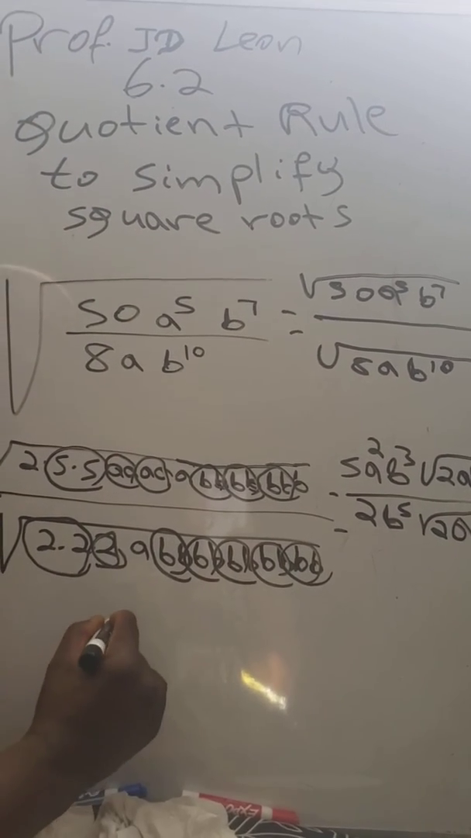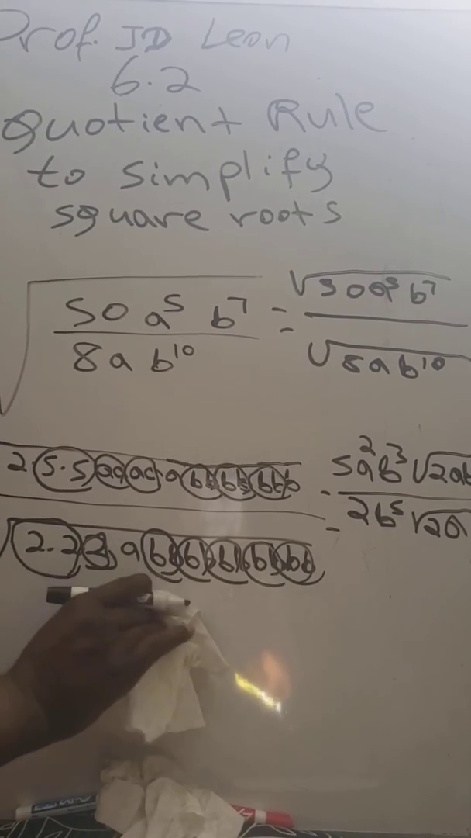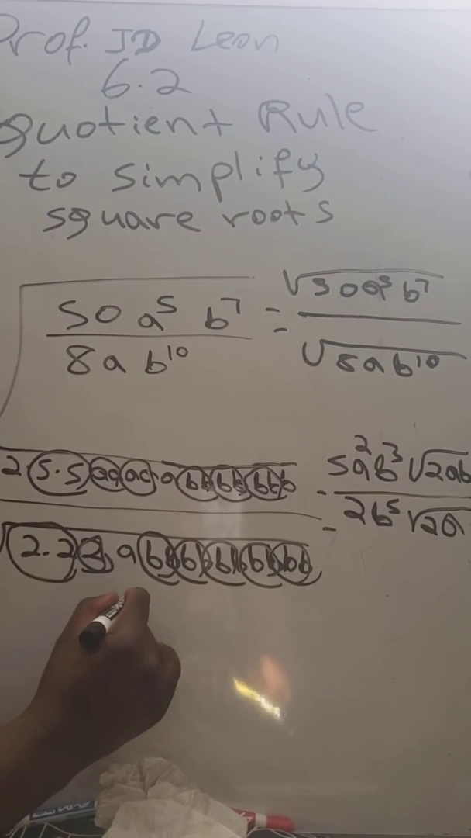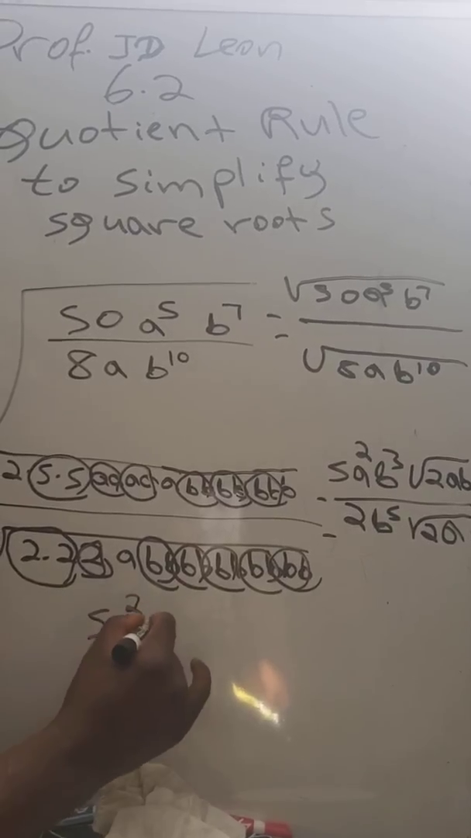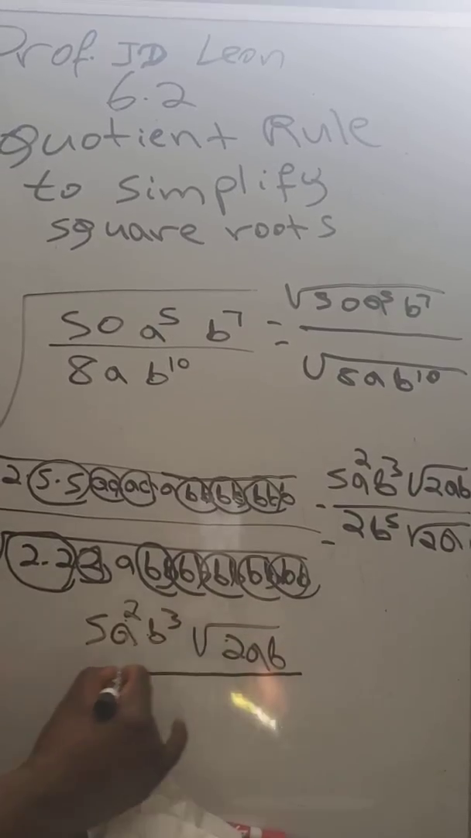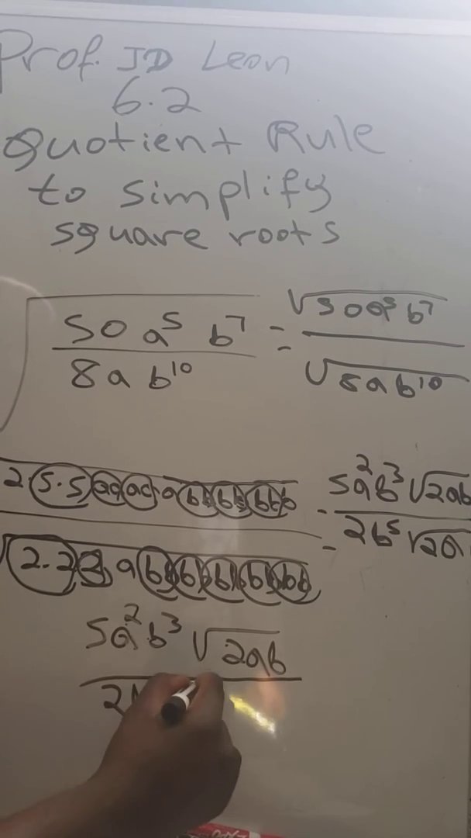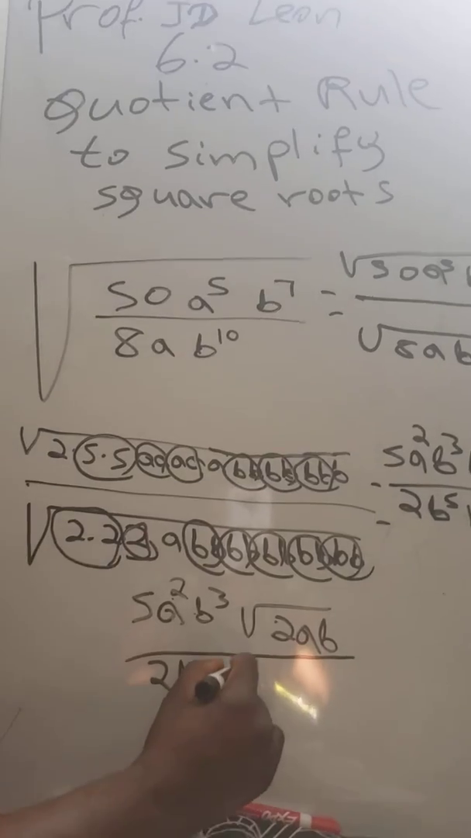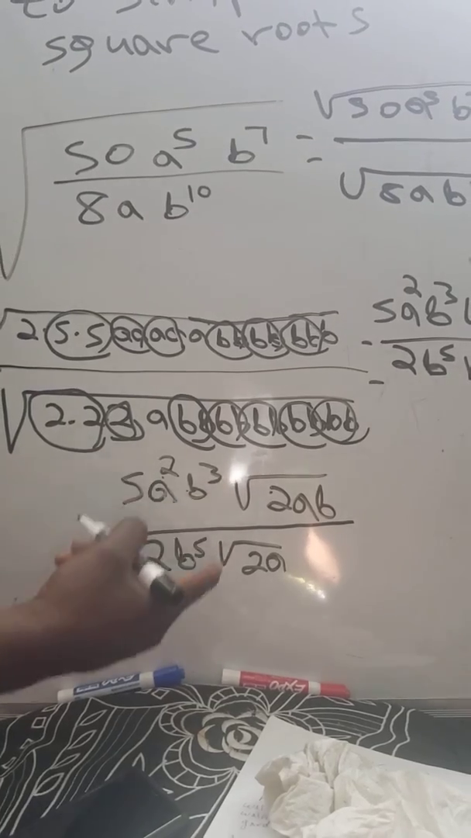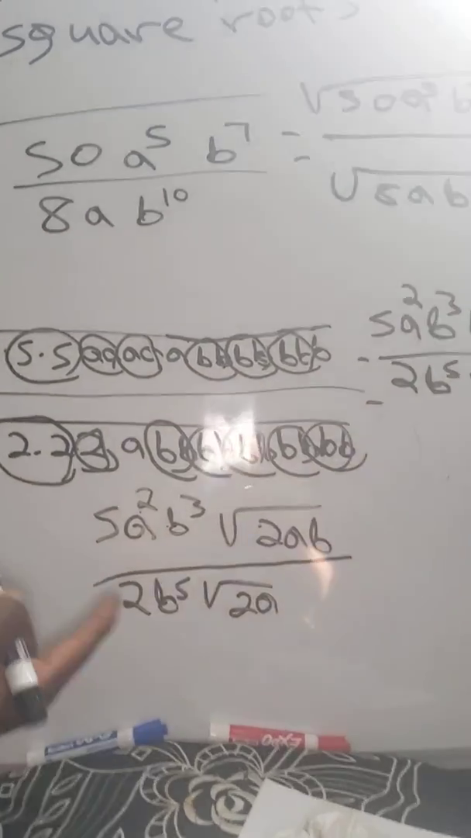Let me rewrite it bigger for you. It would be 5 a squared on the top. Is this your final answer? I wouldn't say so yet. We have a squared b cubed square root of 2ab on the top, and the bottom is 2 b to the 5th power, and then square root of 2a. The reason this is not your final answer is that once you pull this out, you cannot do anything with the 2, because 5 divided by 2 doesn't do anything for you.